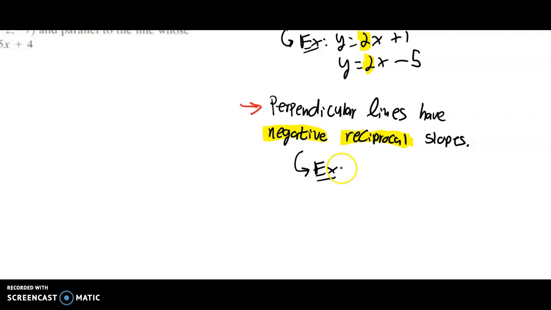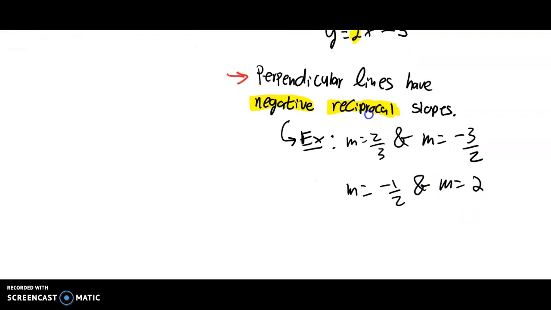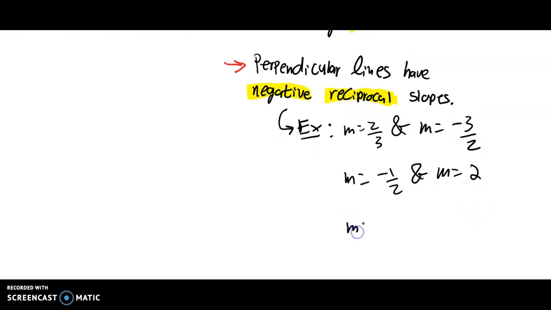So we're going to think about some examples here. What if we had 2/3? Its perpendicular slope would be -3/2. If we had -1/2, its perpendicular would be +2. And lastly, if we have 3, its perpendicular slope would be -1/3. Pause here if you need to.